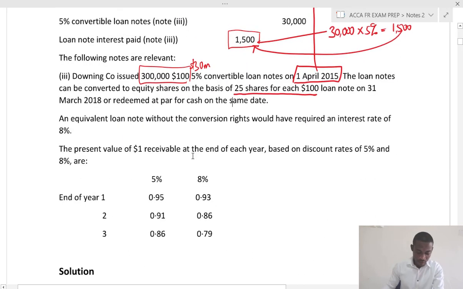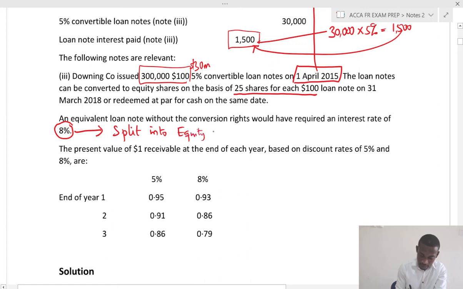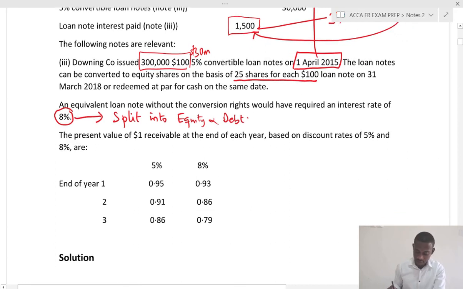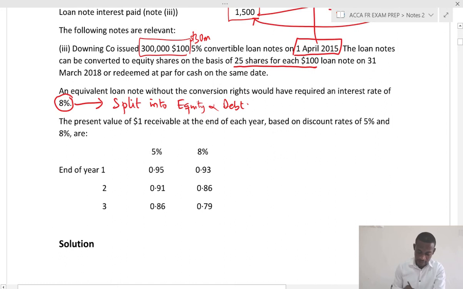An equivalent loan note without a conversion right would have required an interest rate of 8%. And this is what we need to split the instrument into equity and debt at initial measurement. Now we're given the discount factors for 5% and 8%, and we don't need the 5% one because this is the coupon. We need a similar loan note without the conversion rights.